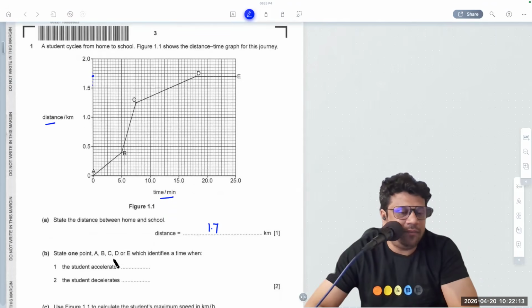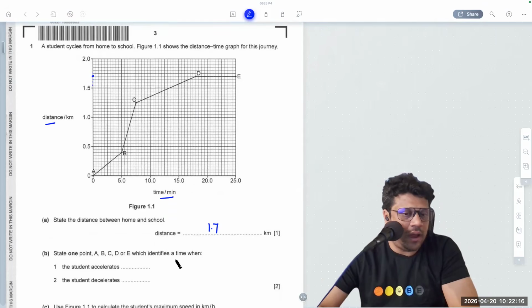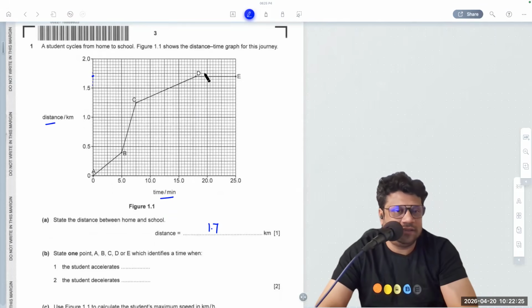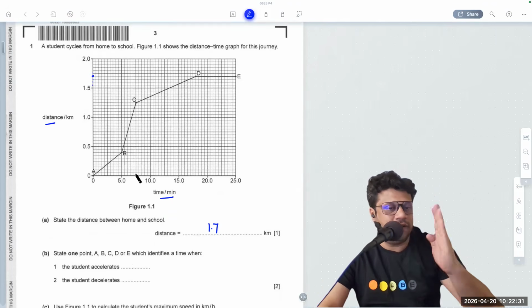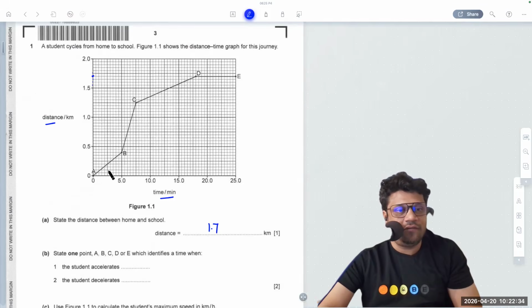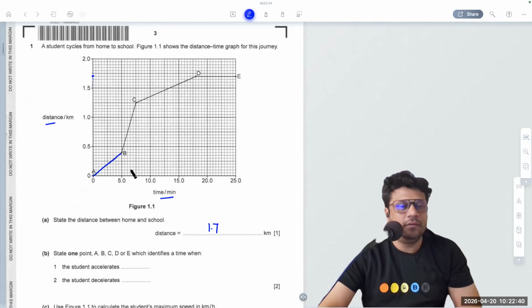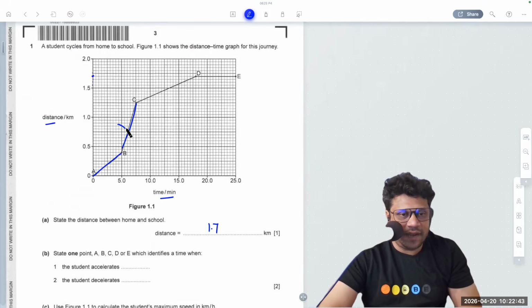State one point which identifies a time when the student accelerates. Well, we are going to look at a part of this sketch where the gradient of the line seems to have increased. So it's obviously that BC from AB. It is this, and BC gets steeper. So that is the place where it accelerates. You know that the gradient of a distance time curve shows you acceleration.